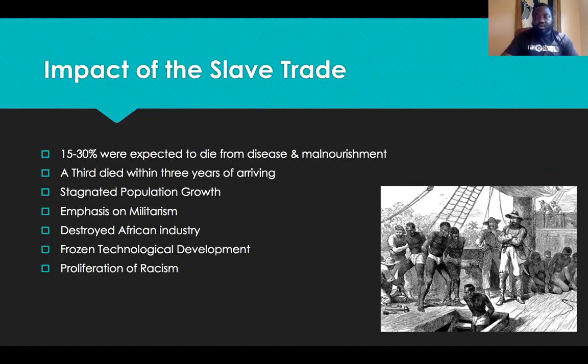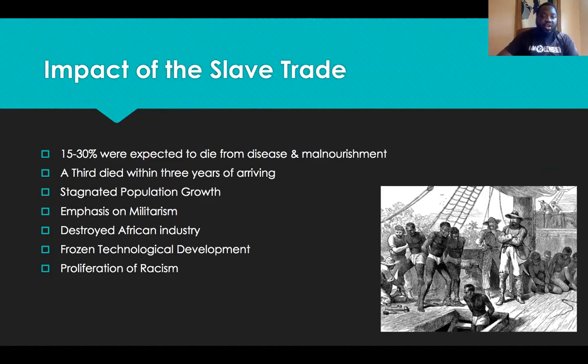cloth, right? So when you are now receiving cloth for selling people, not only is that a terrible deal, it also means that you may focus less on your own textile industry. And textile industry is something that West Africa had long been known for. So that destroyed that African industry.